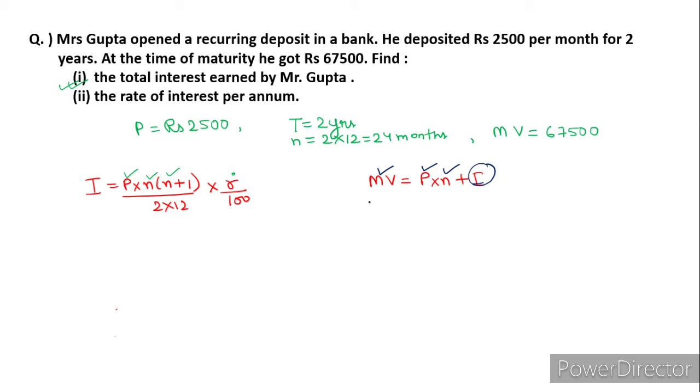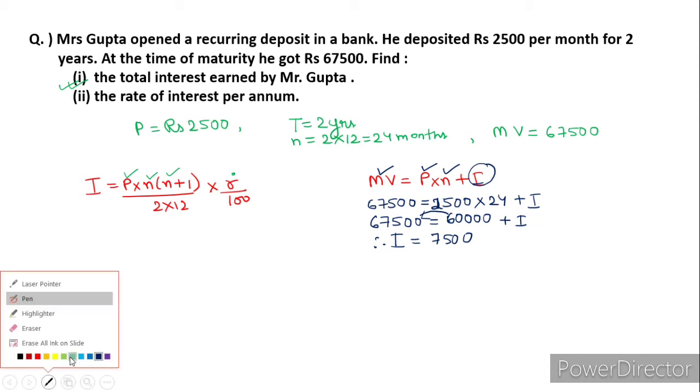Put the values. Maturity value is 67,500. Principal is 2,500 into N. N is 24 plus I. Solve this and get the interest. So it is 67,500 is equal to 60,000 plus I. Shift 60,000 on the left hand side, so therefore interest will be equal to 7,500.